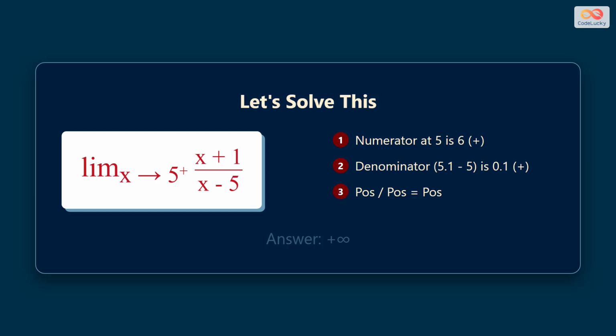Try this one mentally. The limit as x approaches 5 from the right of (x plus 1) over (x minus 5). Plug in a number like 5.1. The top is about 6, which is positive. The bottom is 0.1, which is also positive. Positive divided by positive gives us positive infinity.